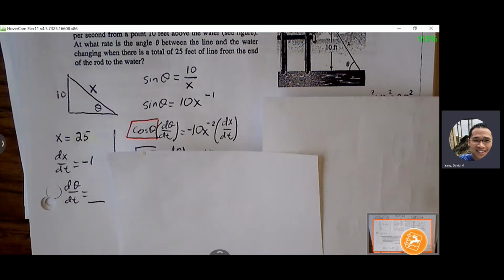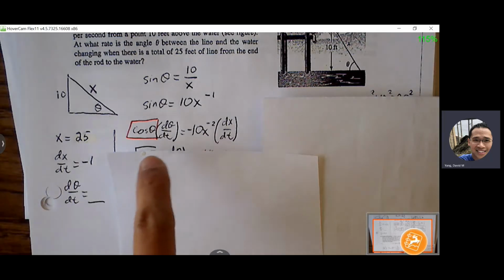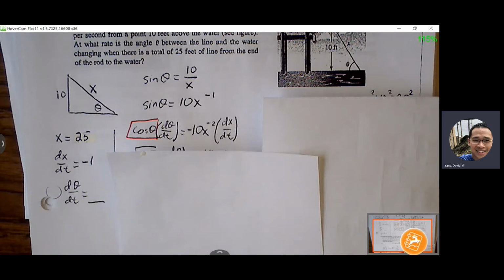Very similar to the problem that we just did at the very beginning of class. X is 25, dx dt is -1, right? That line is shrinking. We're looking for d theta dt. We want to target sine because sine will allow us to hit 10 and x, opposite and hypotenuse. We'll bring that x up to the top so that we can rely on power rule rather than quotient rule. And then sine becomes cosine theta, d theta dt. 10x to the -1 becomes negative 10x to the -2 dx dt.